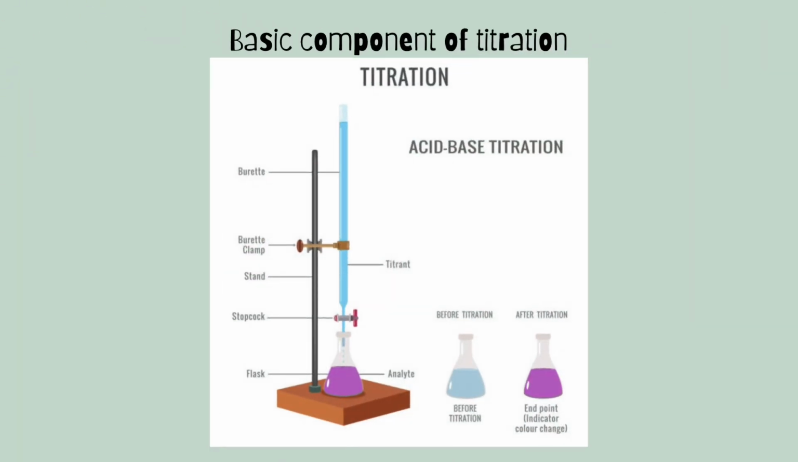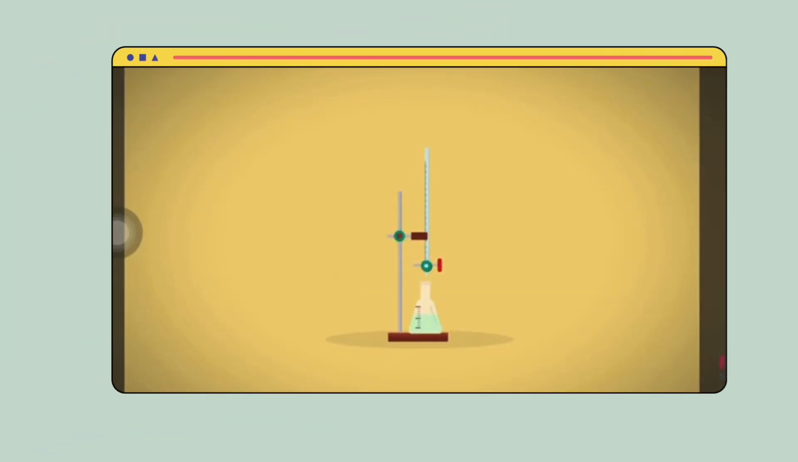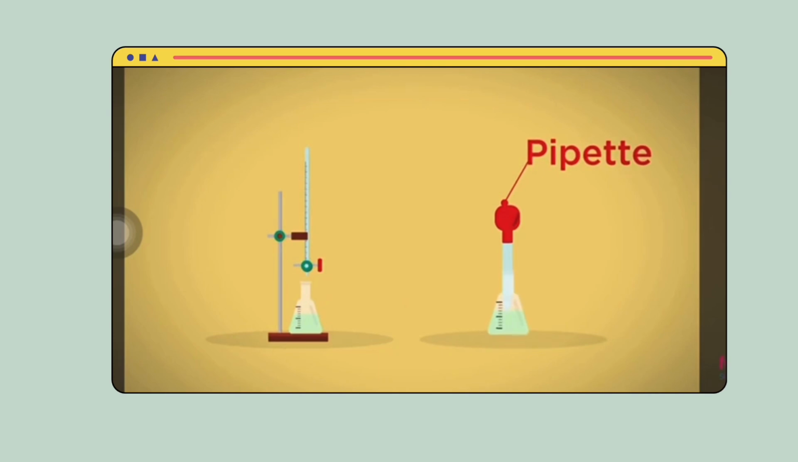Here are the basic components of titration, which are burette, burette clamp, stand, flask, titrant, and analyte. The pipette is used to accurately measure the unknown solution and transfer it to the flask. The burette is used to accurately measure the known solution and add it to the unknown solution until the reaction is complete.